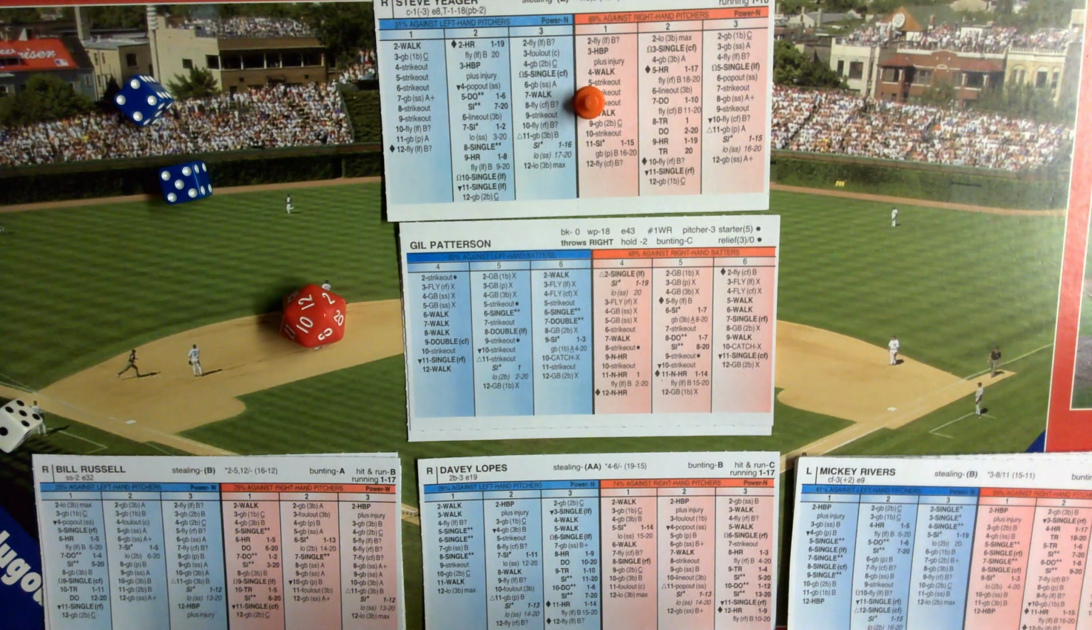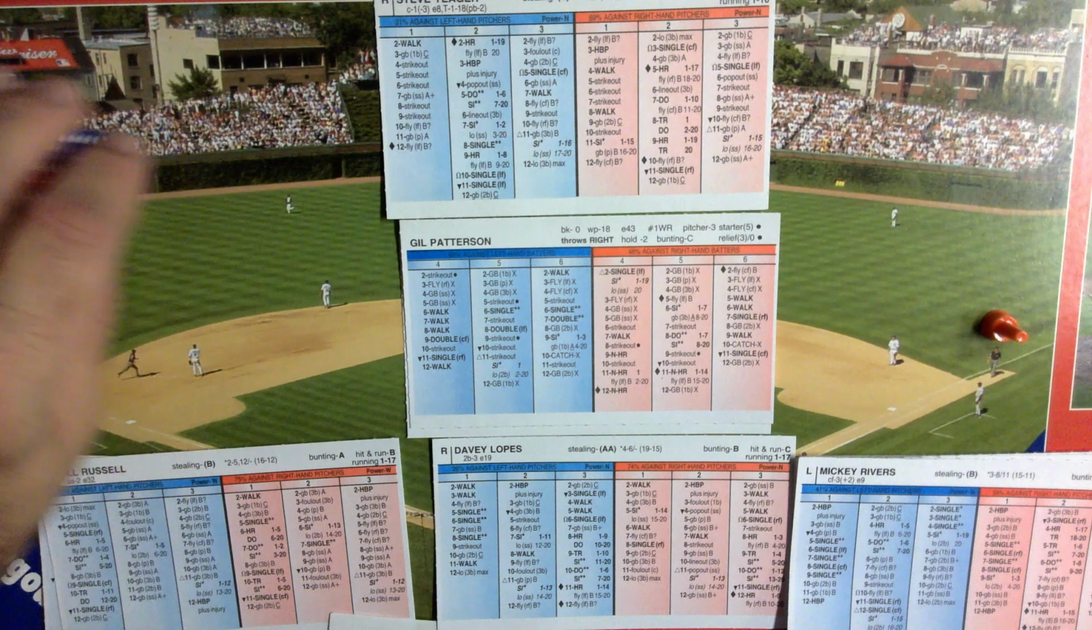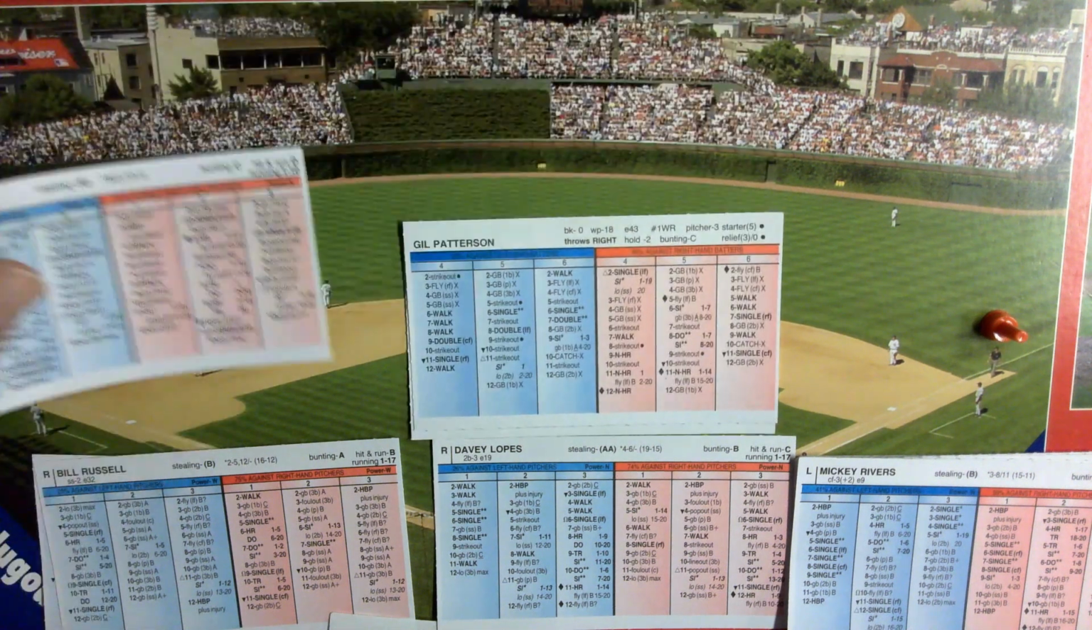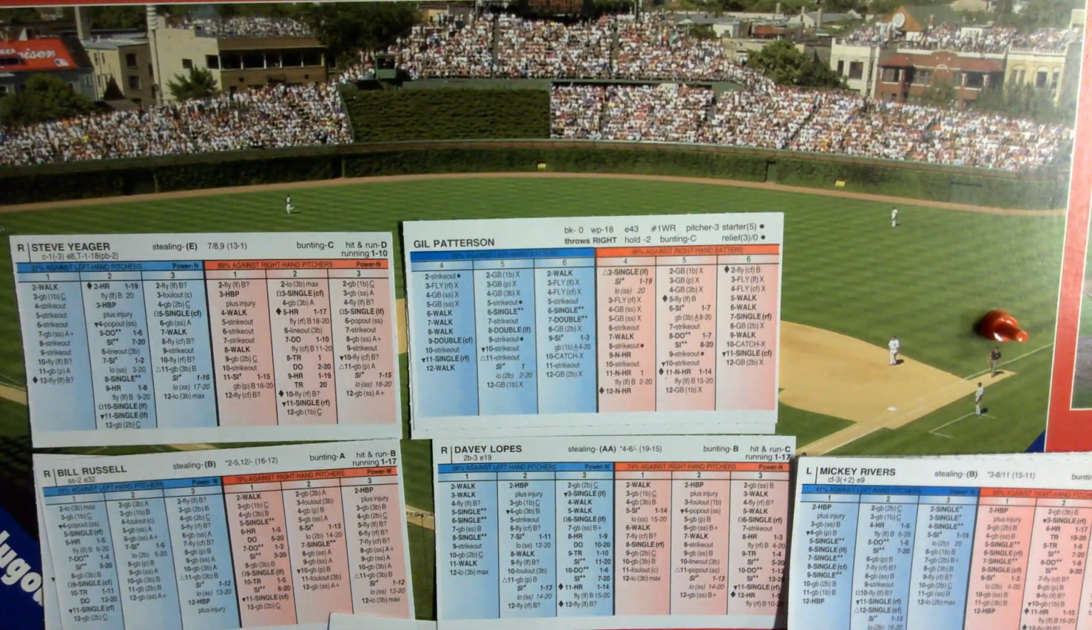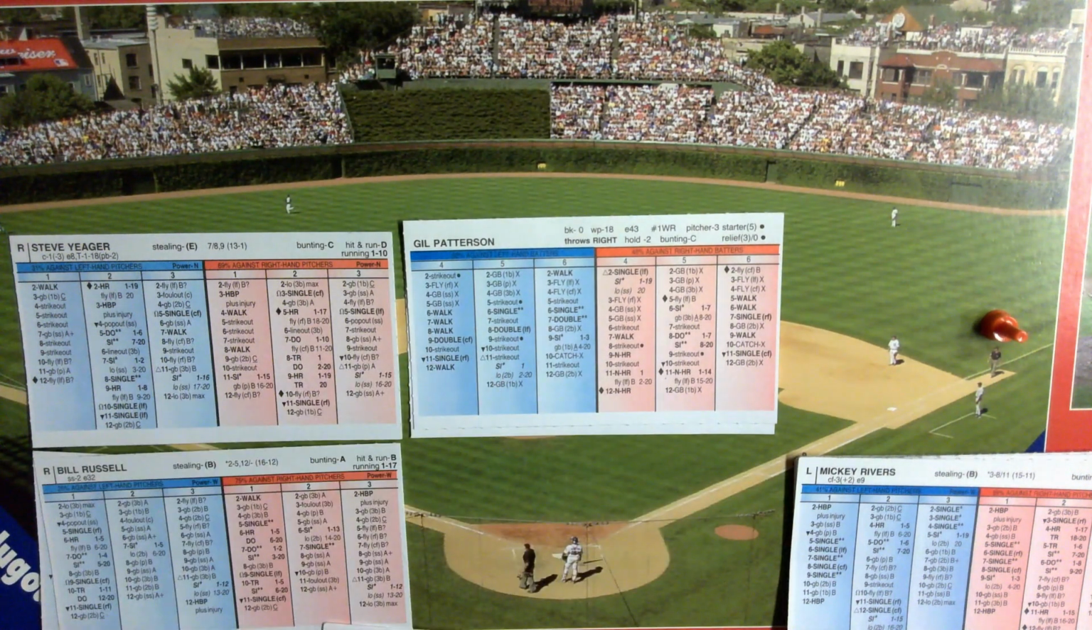So the batter's out, runners advance 1 base. All right. So Yeager is going to go over to third. Lopes is out. Score that 4-3. That's the second out of the inning.